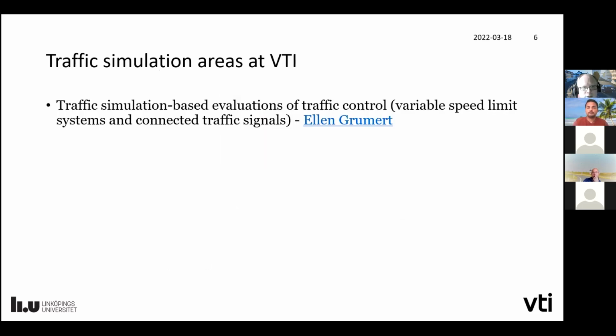Yes, so traffic simulation at VTI: there are several different areas. I tried to put some of them here, and since we'll share the slides, here are also links where you can make contact if you're more interested in, for example, variable speed limits or connected traffic signals. You can talk with my colleague Ellen Grumet, who wrote her PhD on variable speed limits and the possibility to use connected vehicles in variable speed limit systems.